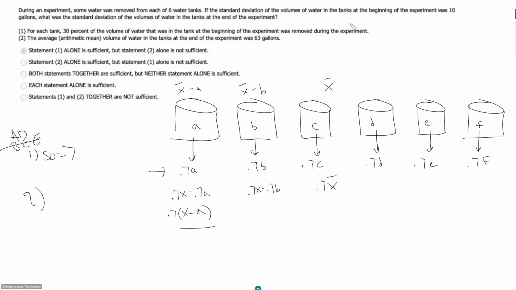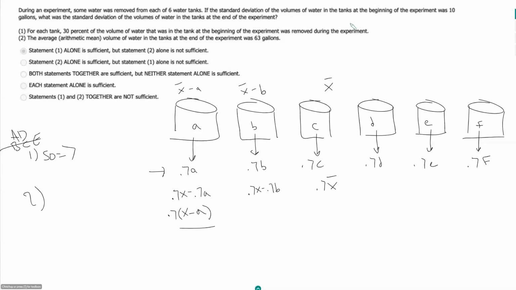Statement 2 says the average volume of water in the tanks at the end of the experiment was 63 gallons. So we've got to figure out about statement 2. I have no idea how much I had to start in my tanks. I just know the standard deviation was 10, and now I have an average of 63 gallons in each of my tanks. Now, let's think about this. I have no idea how this affected the distribution of my water.